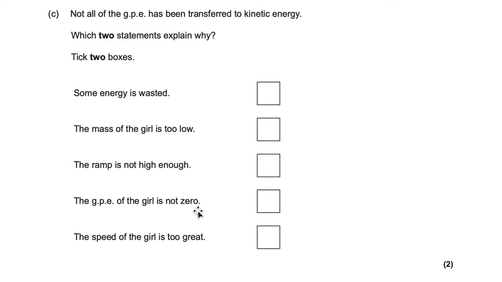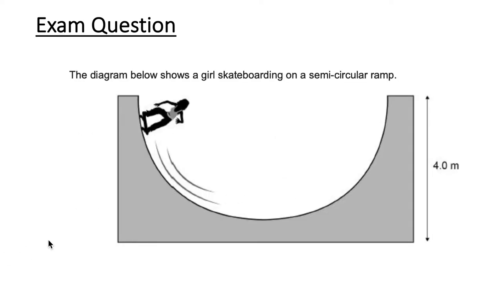The GPE is not 0. The speed of the girl is too great. So the second correct one is this: the GPE of the girl is not 0. Okay, you can see on the diagram she doesn't go all the way to the bottom of the ramp. She's still got some height at the bottom when she has most kinetic energy.